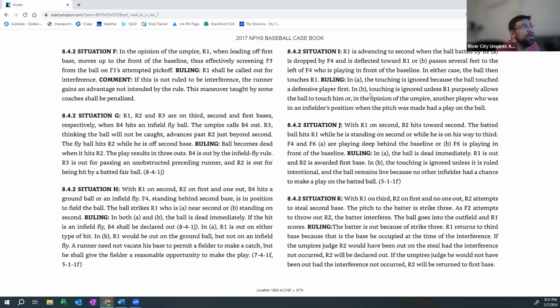Skipping A, going to B. The touching is ignored unless R1 purposely allows the ball to touch him, or, in the opinion of the umpire, another player who was in an infielder's position when the pitch was made had a play on the ball. So if you had a play on the ball, even if it gets past the fielder, that runner is hit with a batted ball, the runner is still out.